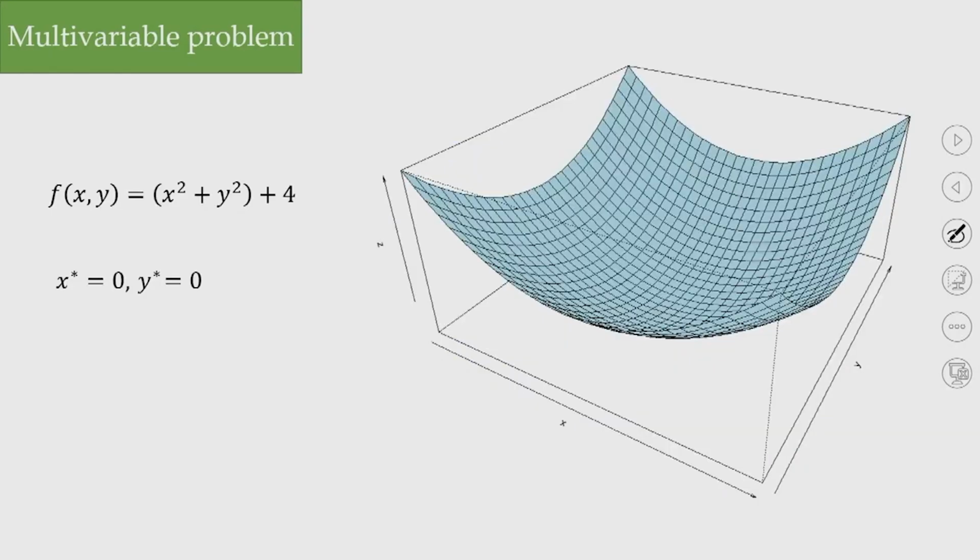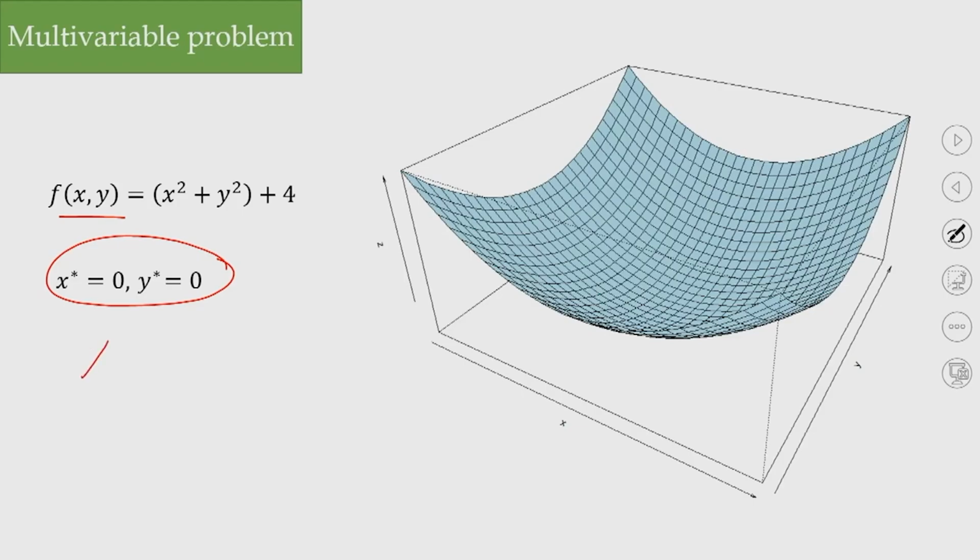Let us take this particular problem. The function is f(x, y) = x² + y² + 4. The solution is x = 0, y = 0, so this is the optimal solution of this problem. This is a very simple function, and I would like to find the optimal solution of this function. So, what will I do?